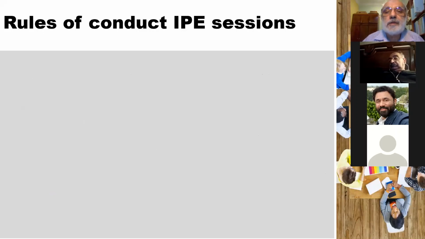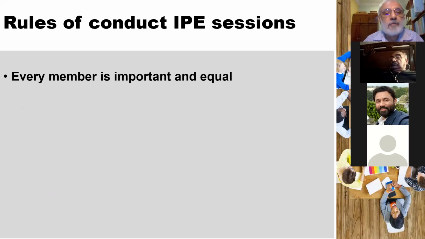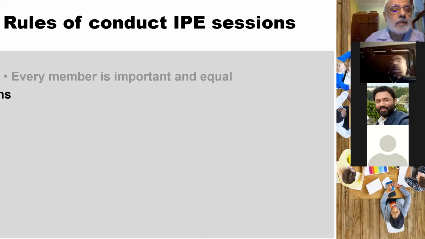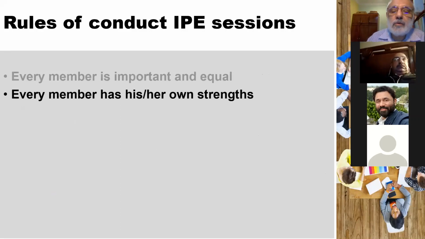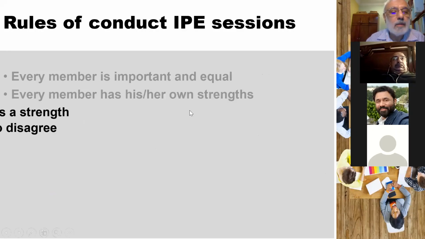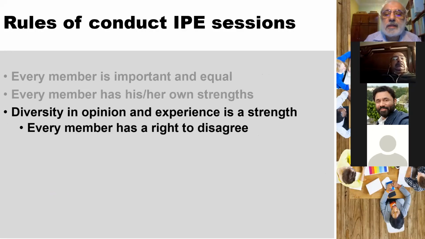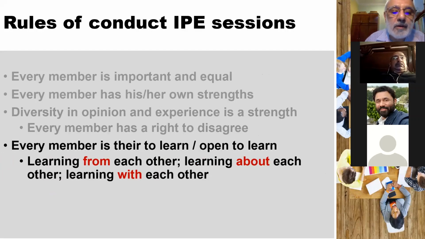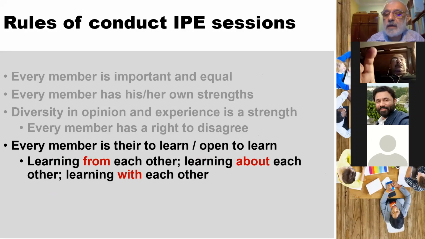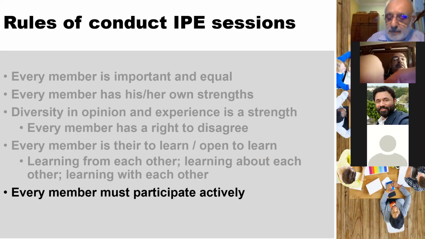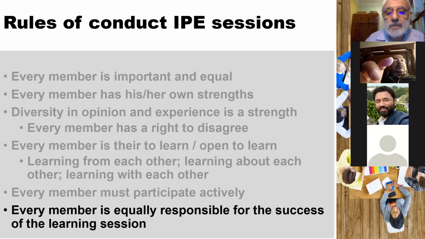The rules of conduct of an interprofessional education session: every member is important and equal. Every member has his or her own strengths. Diversity in opinion and experience is a strength. Every member has a right to disagree. Every member is there to learn, and is open to learn. They learn from each other, they learn about each other, and they learn with each other. Every member must participate actively, and every member is equally responsible for the success of the learning session.